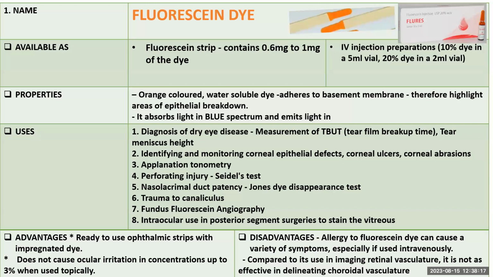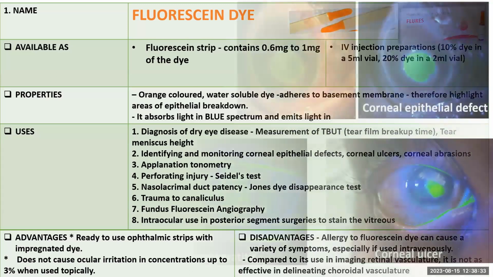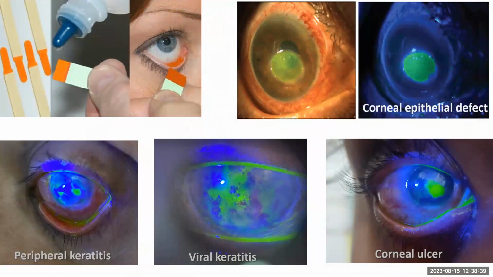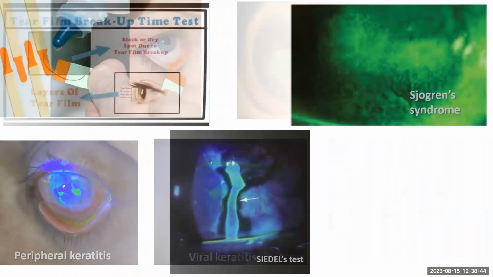It is available in the form of strips impregnated with 0.6 milligram to 1 milligram of the dye, as well as IV injection preparations. It is orange in color, water soluble, and adheres to the basement membrane. It absorbs light in the blue spectrum and emits light in the yellow-green spectrum. It is used for staining the cornea in corneal epithelial defects, as well as in diseases such as keratitis and corneal ulcer. It is used to diagnose dry eye disease with the tear film breakup time test, and Sjogren's disease. It is used in Seidel's test to check for perforation or leakage of the dye.